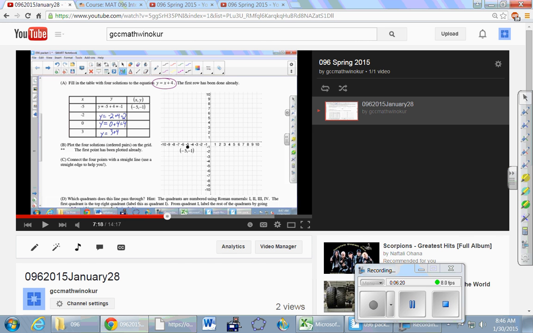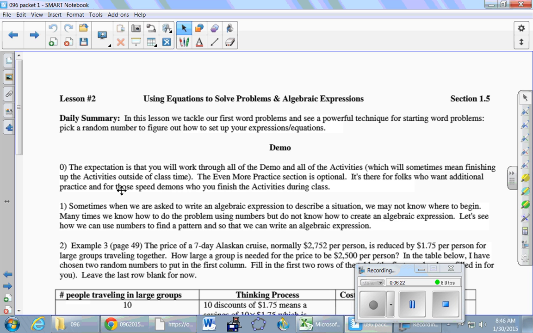Okay, so enough of the logistical stuff. Again, we're on page 9 in that big packet. Let's go to Cody. Could you read the daily summary, please? In this lesson, we tackle our first word problem and see a powerful technique for starting: pick a random number to figure out.